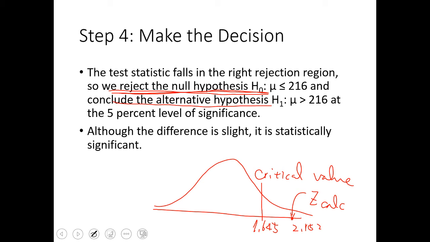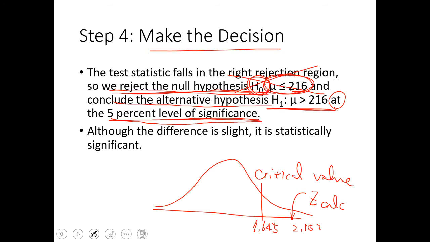We conclude the alternative hypothesis. The null hypothesis, that the population mean mu is less than 216, is rejected. And we conclude this alternative hypothesis at the 5% level of significance, okay? So that is making a decision.